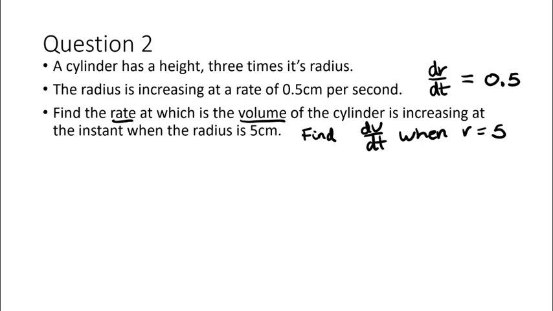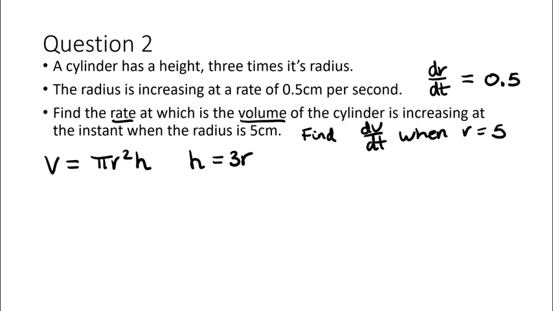Okay, we're told that a cylinder has a height that's 3 times its radius. Well, I can think about equations that relate volume and radius together, in that I know that the volume of a cylinder would be pi r squared times the height. But I've got two variables here. I've got r and h. So let's make use of that other fact that the height of the cylinder is 3 times its radius.